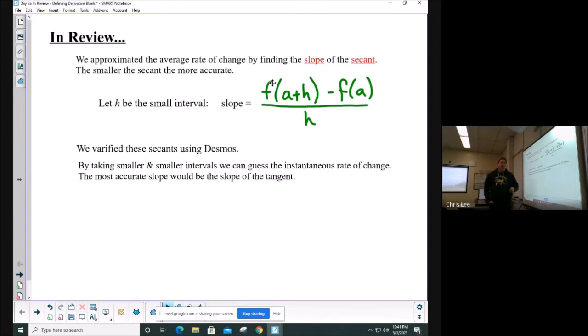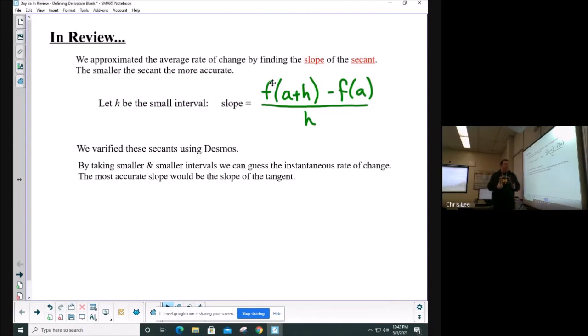Okay, where A is the point that we're interested in, and H is some interval a little bit beside the point that creates the little secant. The smaller H is, the more accurate a representation of what the actual steepness of the curve is at point A. Okay, we've graduated from the grade 9 formula to this grade 12 version, and you'll see why in a bit. So we verified all of these secants on Desmos. We did it on the formula, and then we checked them all to see that we were right.